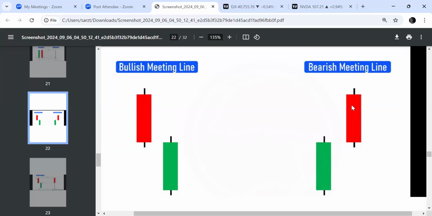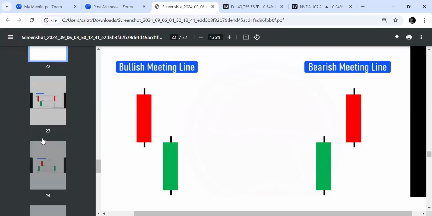However, if the bears take control and push the price down, and the second candle closes near or at the previous green candle's close, it indicates a potential bearish reversal. This pattern suggests that the bulls have lost momentum and the bears have stepped in to drive the price lower. If this pattern forms near a key resistance level, it carries additional significance as a reversal signal.